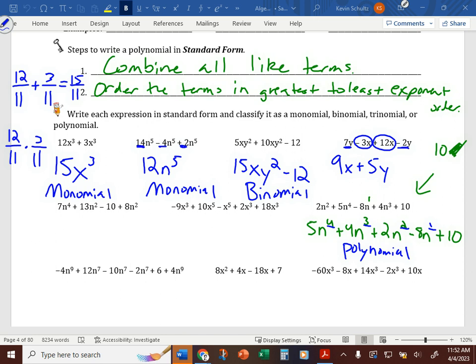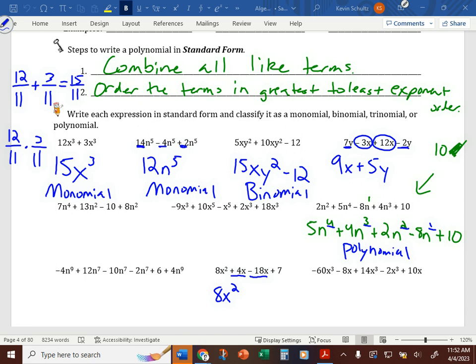Okay. Shay, you had your question on the middle one in the third row, 8x squared plus 4x minus 18x plus 7. Repeat your question again? If I were to combine 4x minus 18x, would I switch it so that it would be 12x, or would I keep it negative? Well, it's whatever it works out to be. What is positive 4 minus 18? Negative 14.